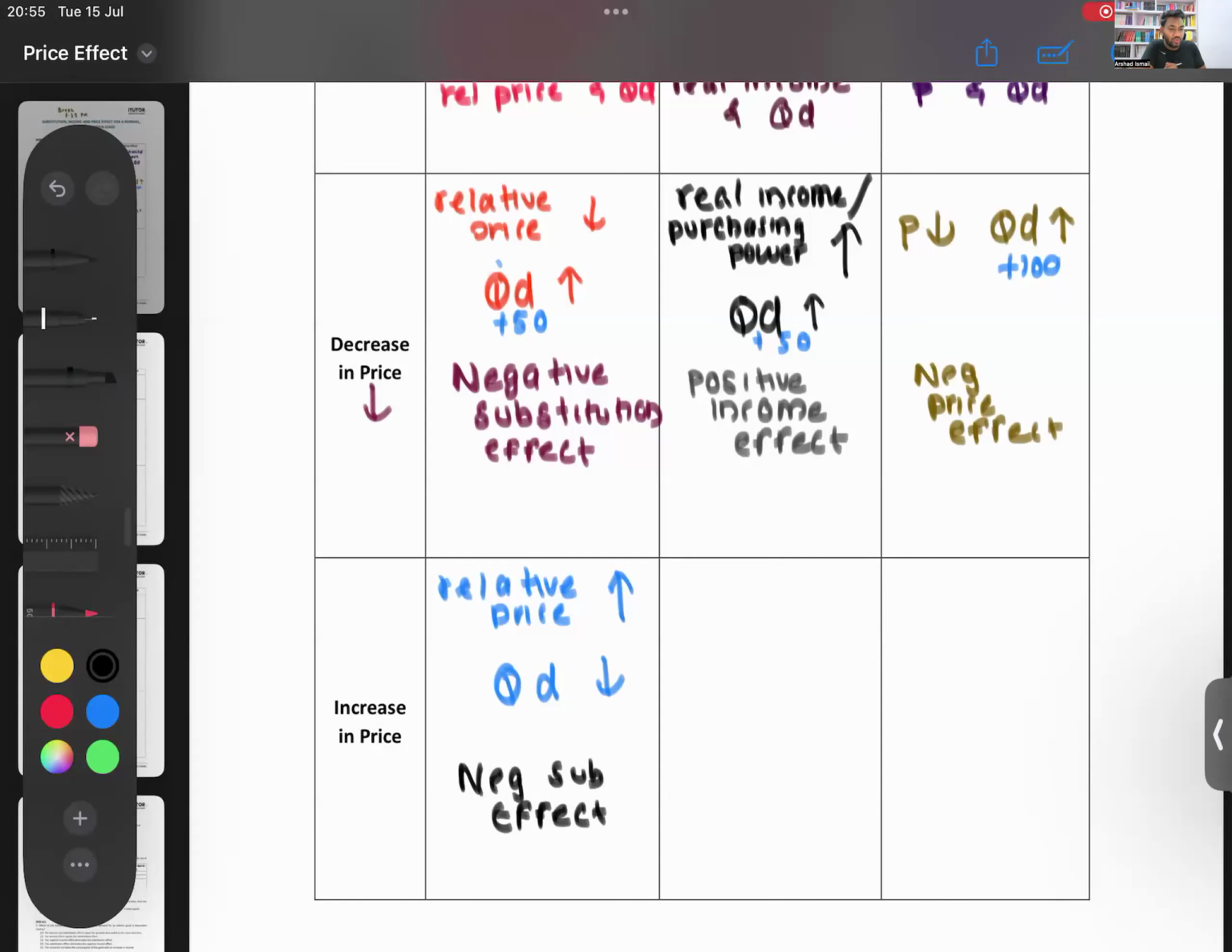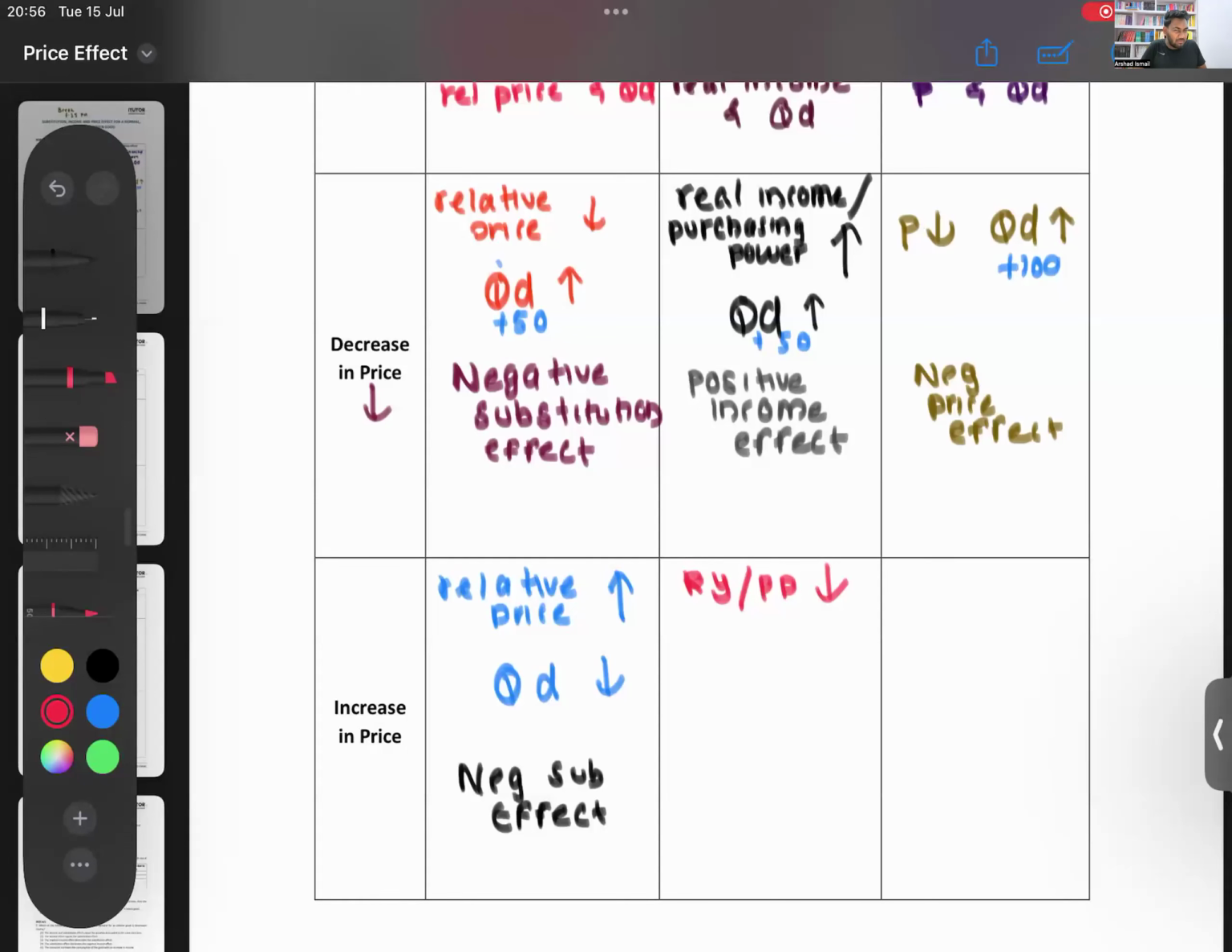Right. Then go to income effect. When the price of a good increases, what will happen to my consumers' real income? Or in other words, their purchasing power. Now, if prices increase, what happens to the amount of goods you can buy with your money? Your purchasing power will start to come down. Your real income is coming down.